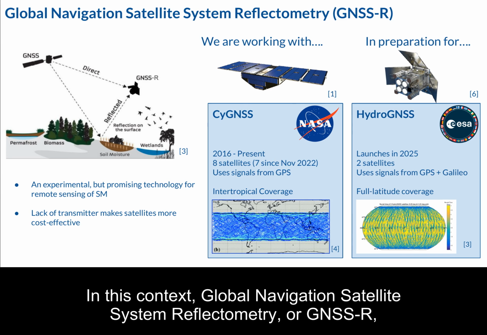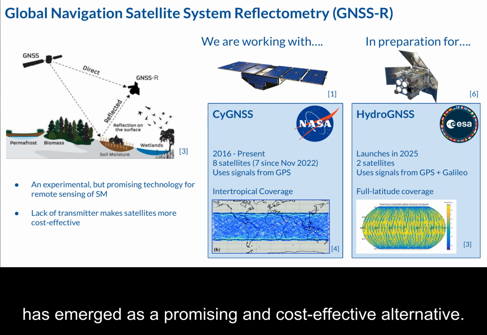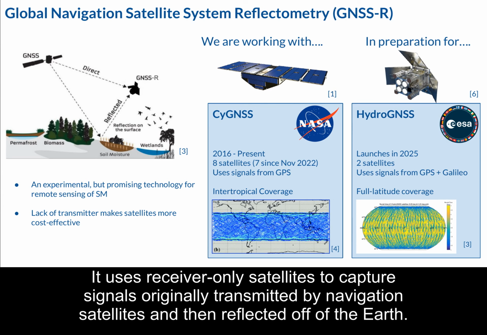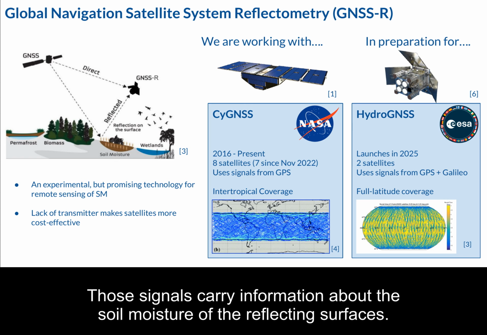And in this context, Global Navigation Satellite System Reflectometry, or GNSS-R, has emerged as a promising and cost-effective alternative. It uses receiver-only satellites to capture signals originally transmitted by navigation satellites and then reflected off of the Earth. Those signals carry information about the soil moisture of the reflecting surfaces.